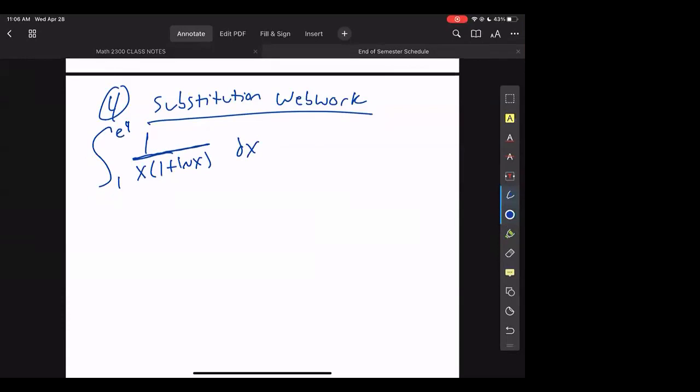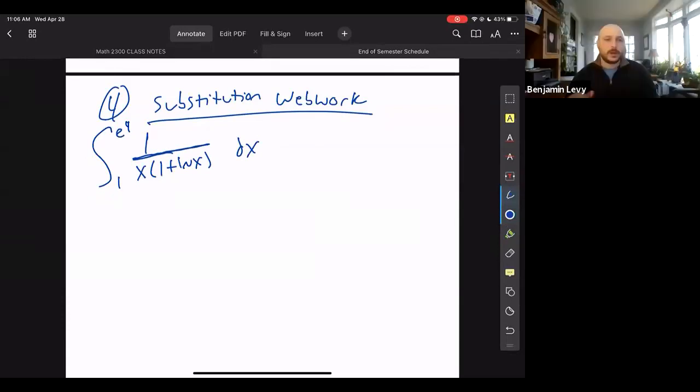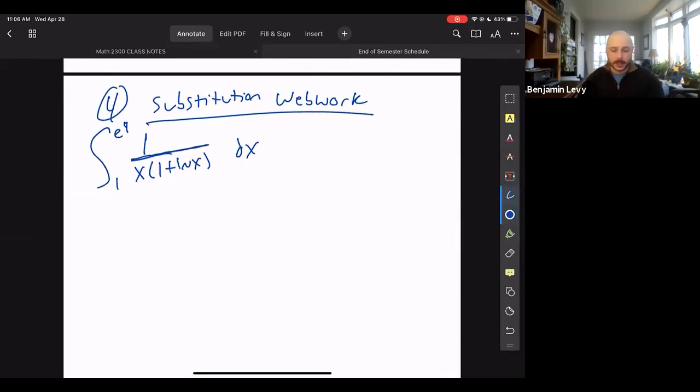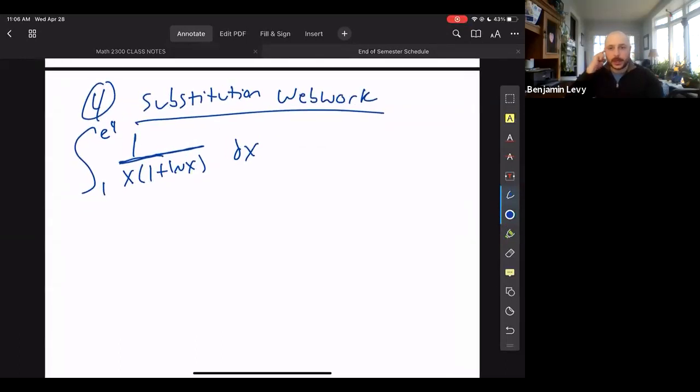Yeah, that's perfect. So this is kind of like one of the ones that was on the test, and we had one in the homework too, where there was an ln inside of the problem. And so the whole idea here is, what's u? Well, what are we going to let u be?